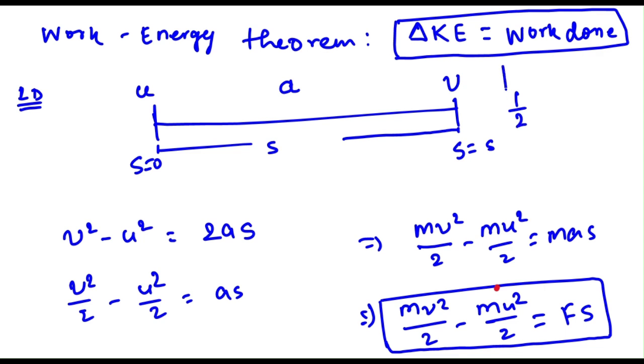So in three dimensions, I'm writing here 1 by 2 mv square. We can write it simply as final kinetic energy. So in 3D, here we discussed 1D so that we were not bothering about the vectors. But in 3D, change in kinetic energy equals force dot displacement. That is what it means.